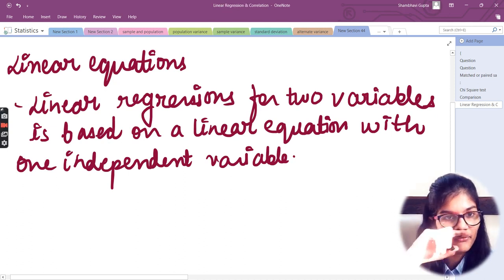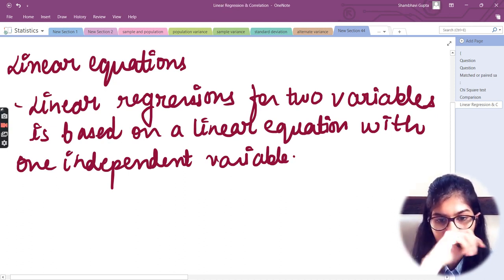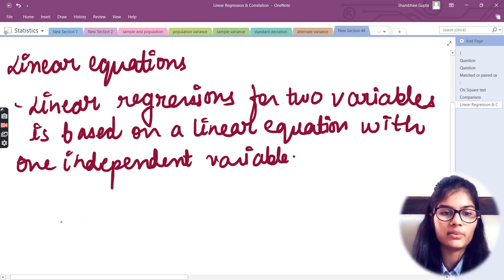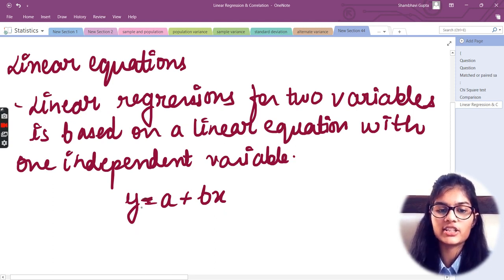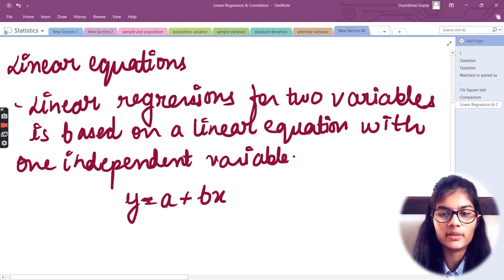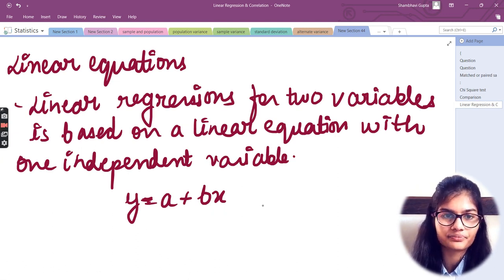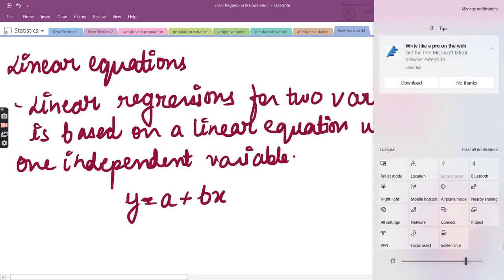Now the form we have here for the linear equation is y is equal to a plus bx. I hope many of you are familiar with this form, because we studied these things in our younger classes. So this is about linear equations for two variables.